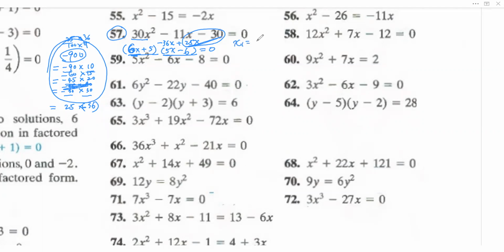All right, so we can get two answers out of here. One of them is negative 5/6, right? The second solution is 6/5. Sometimes factoring really takes a longer time to find each factor in the process.